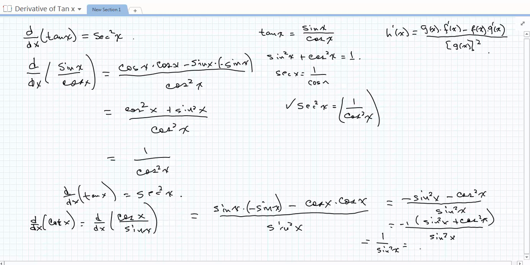The reciprocal of the sine would be the cosecant, and there is a minus 1 here, so this would be minus the cosecant square of x, which is what we were after.